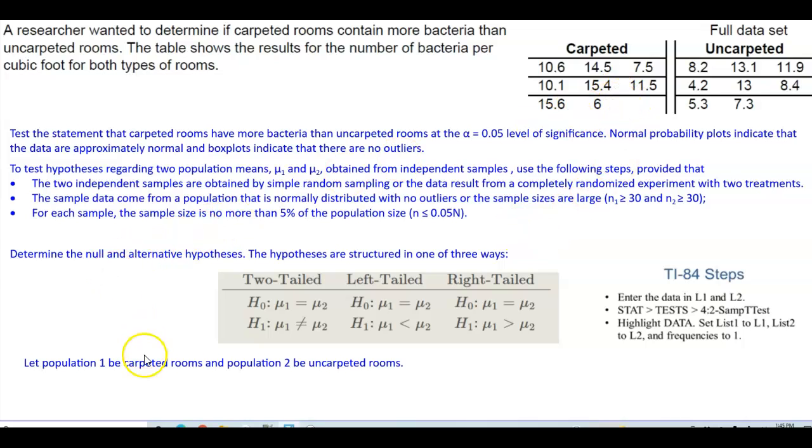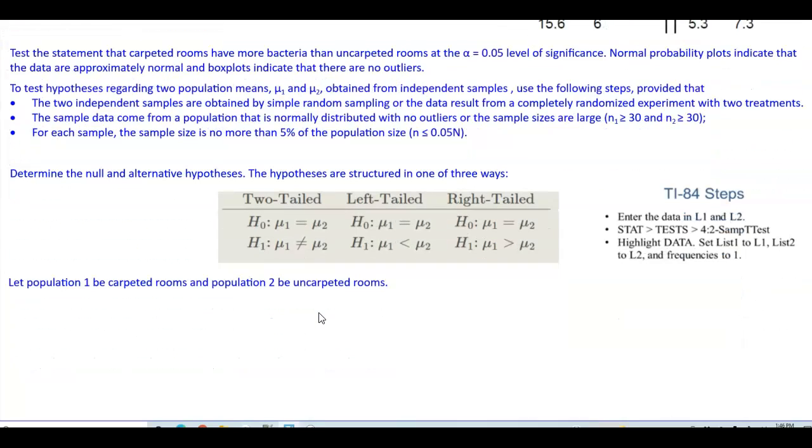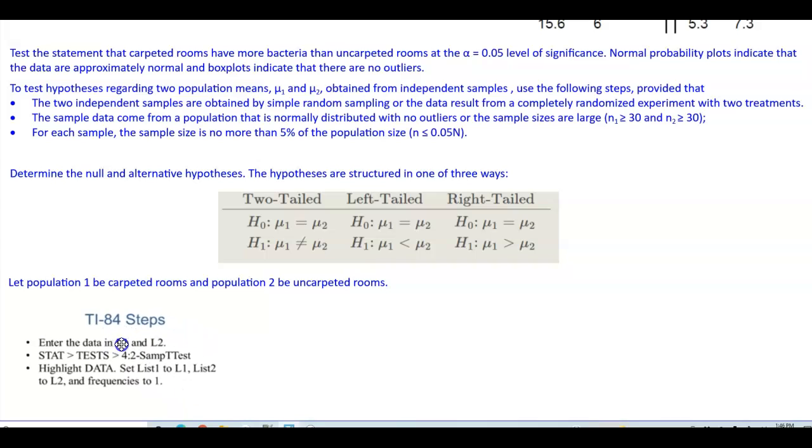Now, to determine the null and the alternative hypotheses, the hypotheses are structured in one of three ways. It's two-tailed, where you have equals and not equals. Left-tailed, equals and less than. Right-tailed is equals and greater than. Now the not equals, less than, and greater than are for the alternative, and then the null always has the equality, when we're comparing two population means. So what we're going to do is let population 1 be carpeted rooms, and population 2 be uncarpeted rooms. And then here are the TI-84 steps.